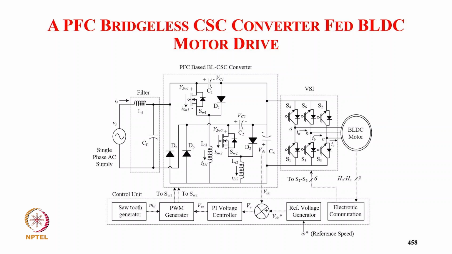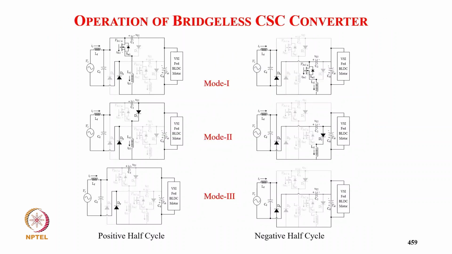We come to another bridgeless canonical switching converter. Here also we use two converters, one for the positive half cycle and one for the negative. The inductor is designed in DCM. We don't sense input voltage or input current. We only sense the DC link voltage for speed control, and we have a Hall effect sensor for electronic commutation.